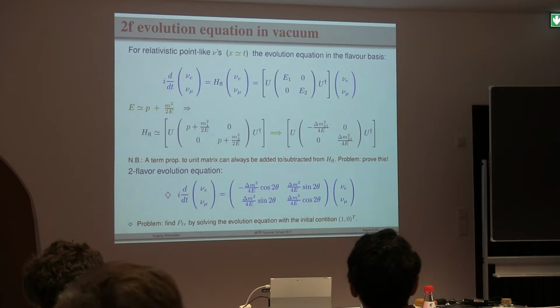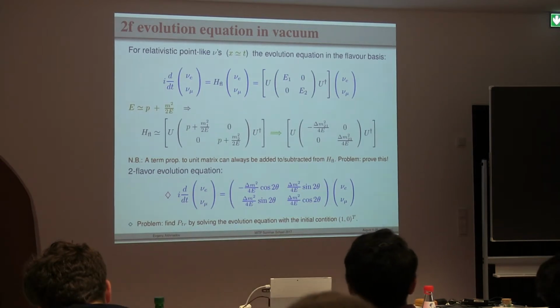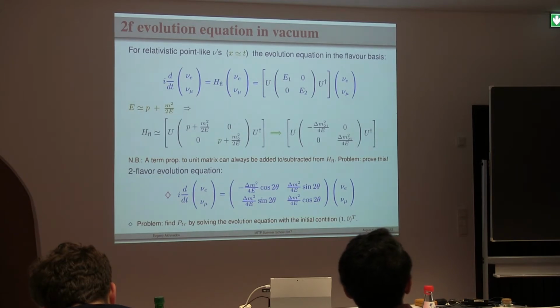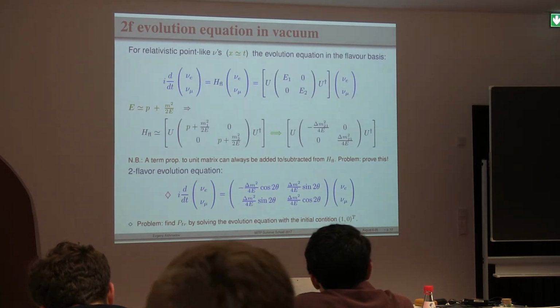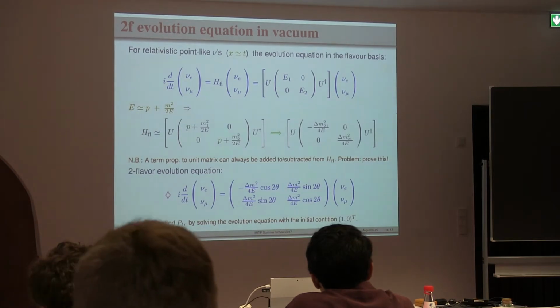Now another exercise which I want to suggest to you. This is a system of two coupled differential equations with constant coefficients, which can be easily solved. Solve it with initial conditions where initially we have only the column vector 1 and 0, which corresponds to only the electron neutrino in the initial state, and find the transition probability and survival probability. And you will find out that this will give you the already known result.